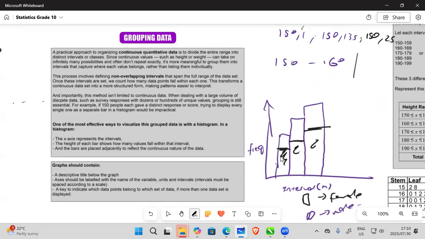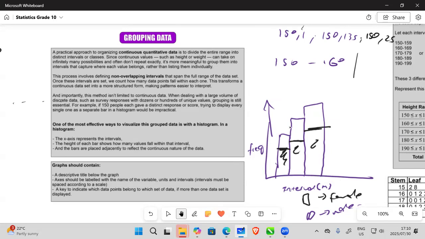On the frequency side, how many people belong to this category? How many people belong to this category? And we just do that continuously. Okay, so here you'll have intervals, and on your y-axis you'll have frequency.